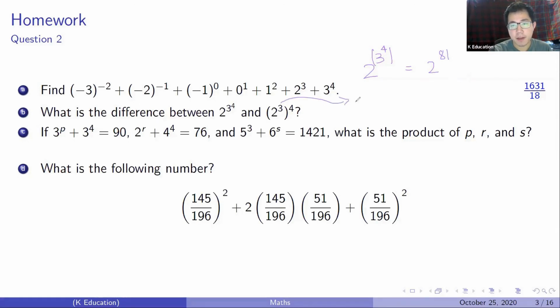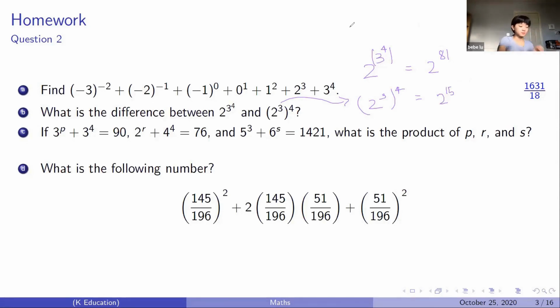Okay, so compare that with this. Simplifying this, what does that become? 2 cubed to the power of 4. 2 to the power of 12, sorry. 12, yeah. So which one's bigger? The first one. Yeah, and that's way bigger, right? The power is way higher than to the power of 12. Okay, right, so that is the main difference.